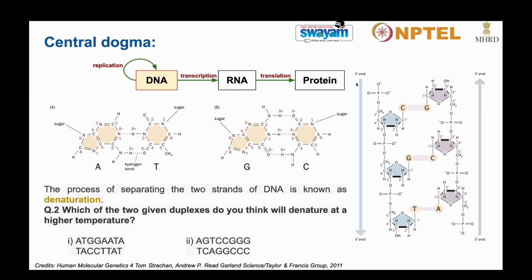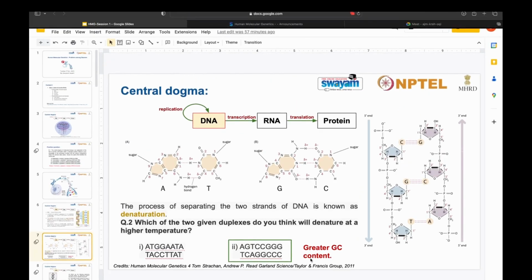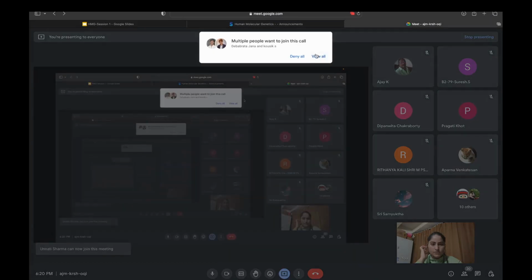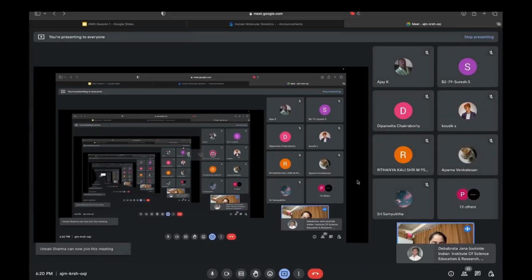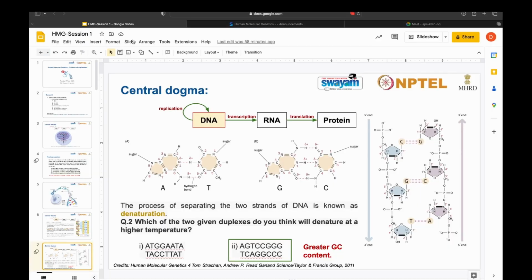The second one. Why the second one? Due to the presence of more triple bonds in it. Yes, a higher number of hydrogen bonds. Triple hydrogen bonds are present in GC, and a greater number of GC are present, so that's why.